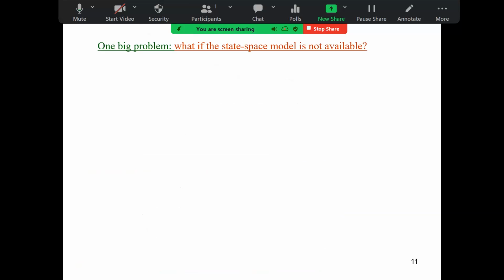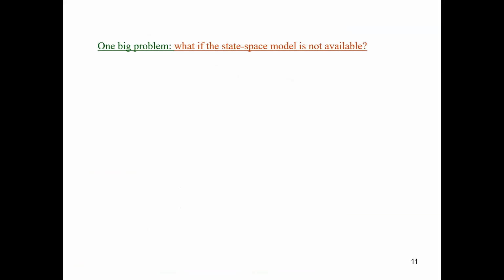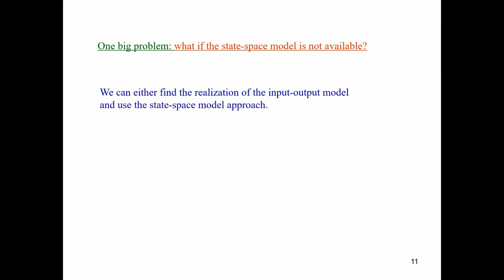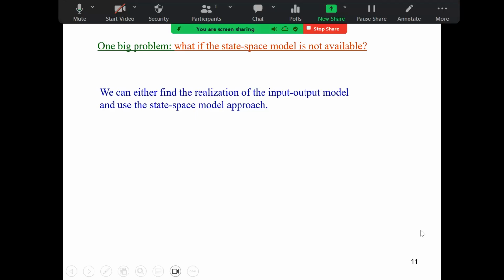But then in all this, for the pole placement method to work, right, there is one big problem. In that approach, we assume that we know the state space model, right? So what if the state space model is not available? If we know the input output model, right, from the topic we discussed about the realization, we can find out the corresponding state space model, which can produce the transfer function, right? That is one indirect way. We still use the state space approach, but we just recover the state space model from the input output model.